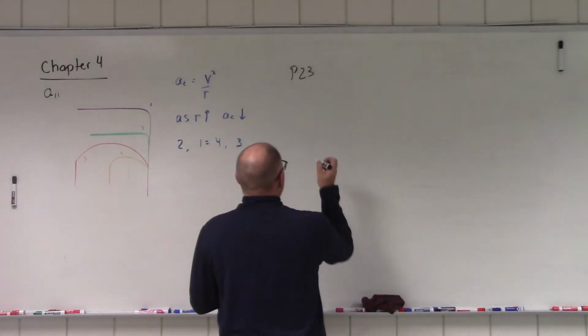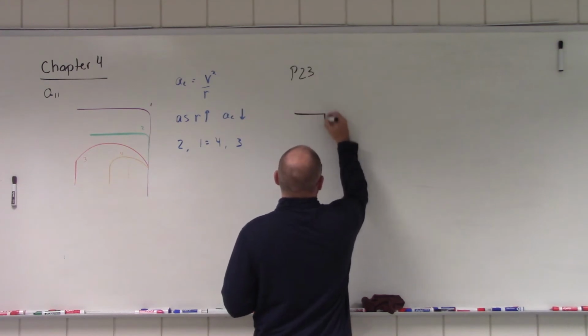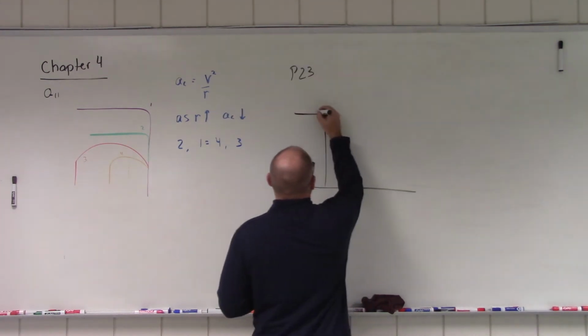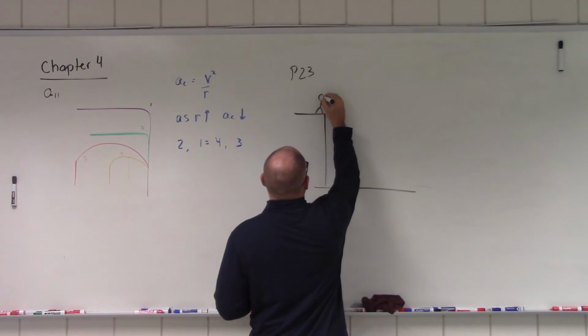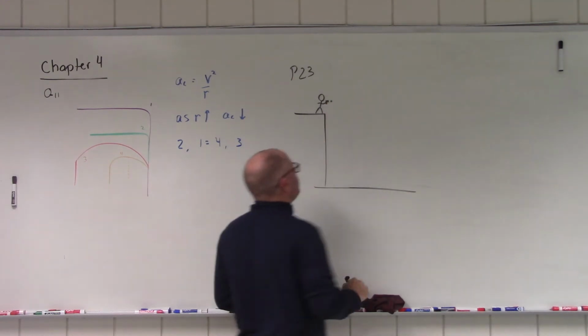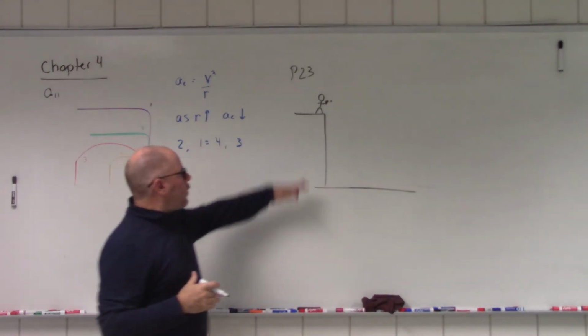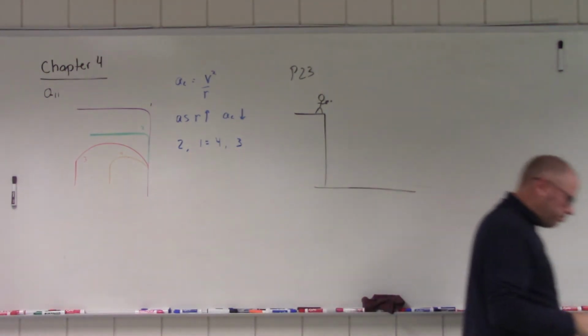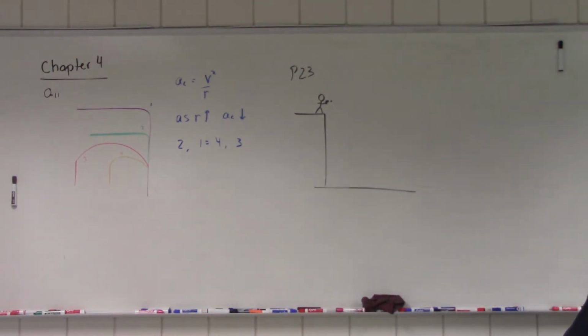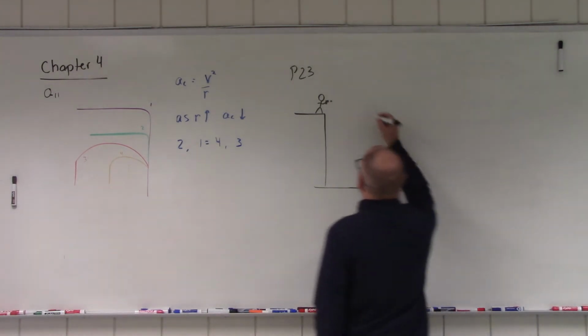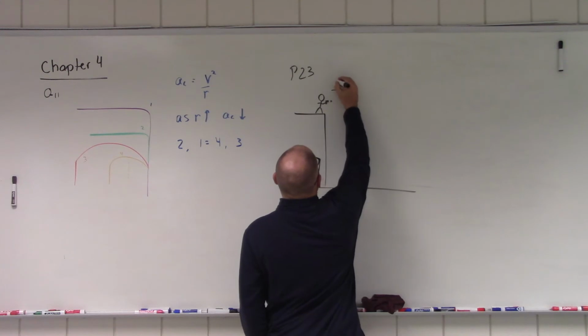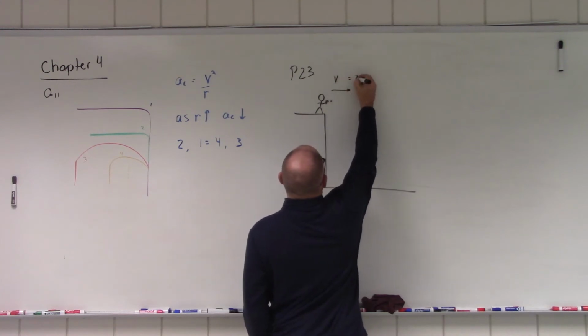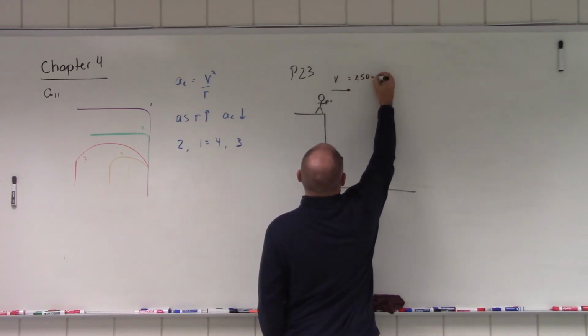So it says, a projectile is launched from a gun. It's 45 meters above the ground, at a speed of 250 meters per second. So this speed out of the gun is 250 meters per second.